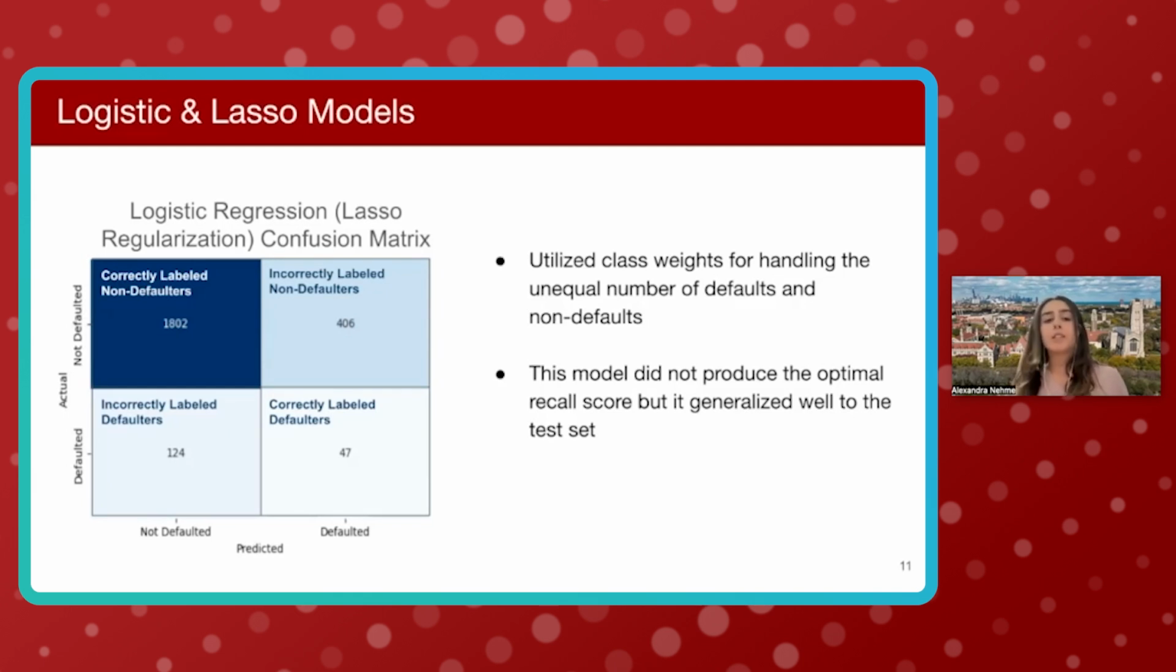This process enhanced feature selection by penalizing less important coefficients and accounting for prior relationships between predictor variables, which improved interpretability. Additionally, the model balanced class weights to address the dataset's unequal distribution of defaulted and non-defaulted patients.